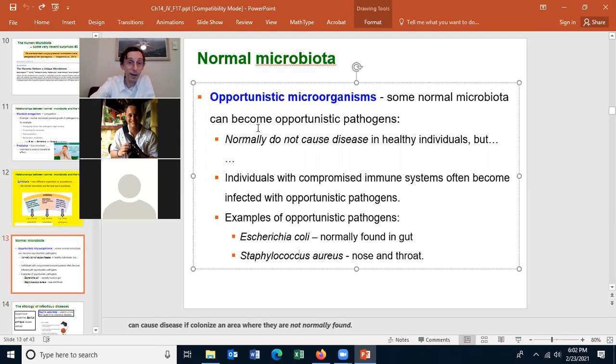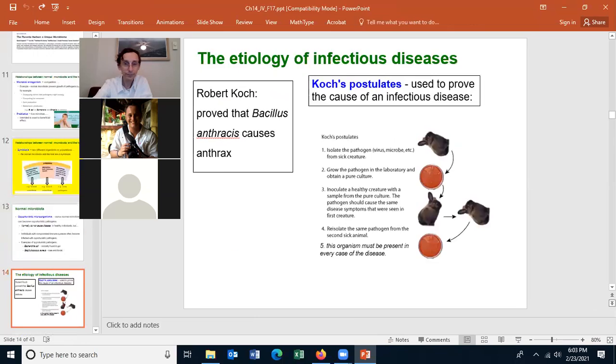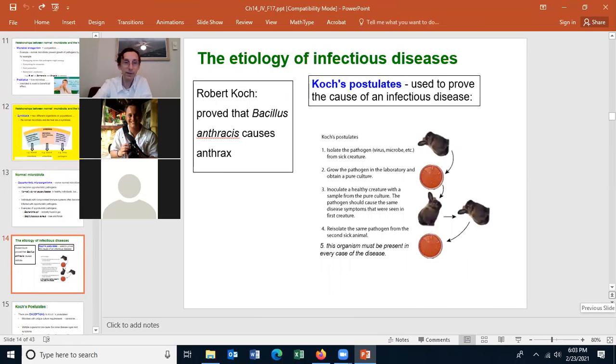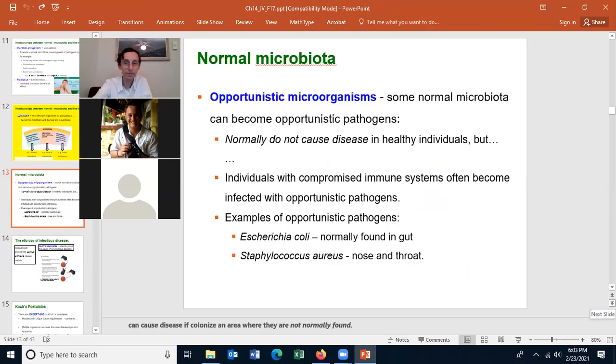All right, any questions about how opportunistic microorganisms differ from the normal microbiota that normally do not cause disease? So I suppose if your normal microbiota ever causes disease, then that one species is an opportunistic microorganism. And then when it's not causing disease, it's a part of your normal microbiota. All right, any questions about anything so far?